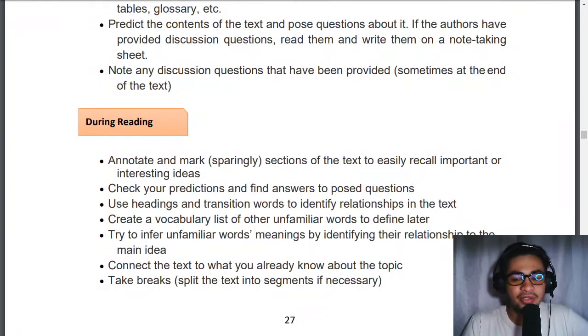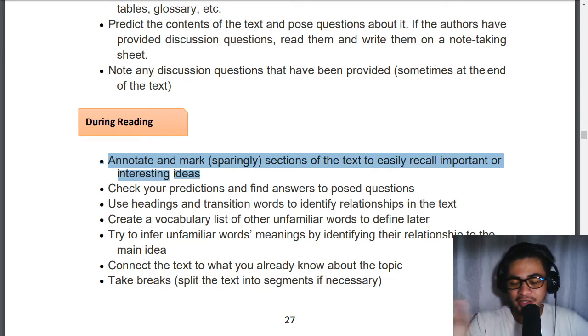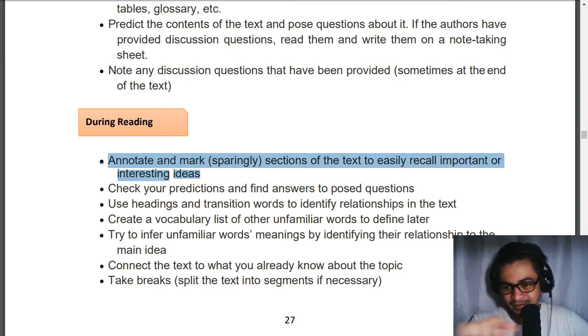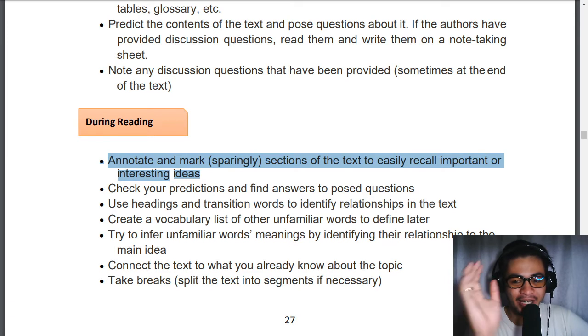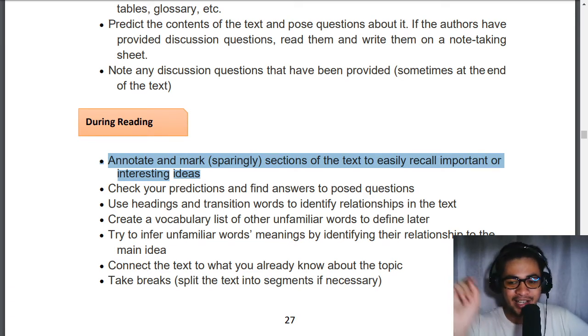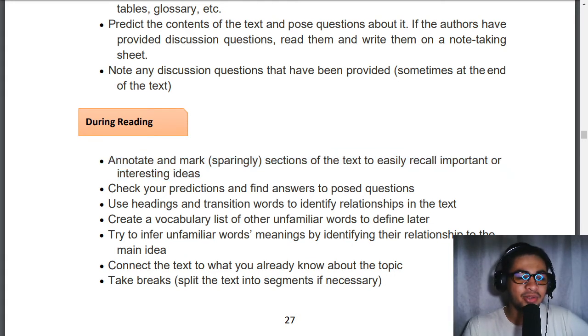So next part is during reading. If you're going to read, kamulo na kang basa, first thing that you need to do is annotate and mark sparingly sections of the text to easily recall important or interesting ideas. If that certain line or certain paragraph catches your interest, then highlight that one. Annotate or highlight that one. Usually gagamit og highlighter kung imo ang libro. Pero in that case of the module, dili man na imo module, so imong isulat sa imo ang notebook nga ay imong lecture notebook.